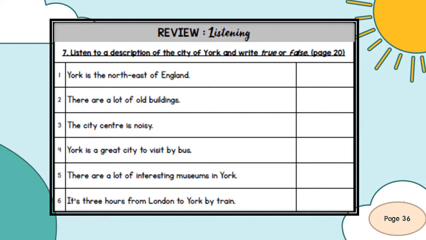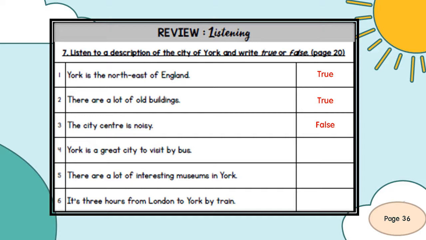Now, let's answer the question together. Number 1. York is the northeast of England. Is it true or false? True. Number 2. There are a lot of old buildings. True. Number 3. The city centre is noisy. It's false. The city centre is a very quiet place.